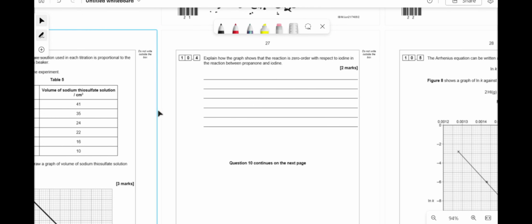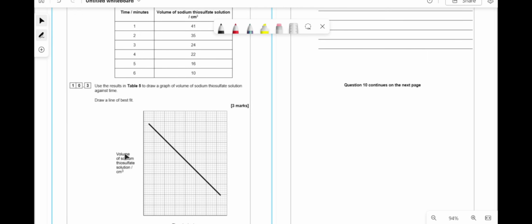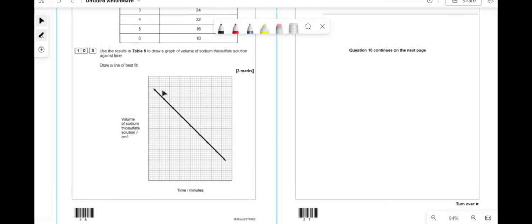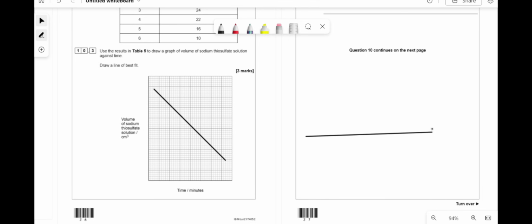So the reason we know this is the case is because as time goes on, the volume of thiosulfate dropping at each point is effectively the same. It's a straight line. So whenever you have a straight line, it means the gradient's constant, and we've got volume against time, so the rate of this is constant. If it were first or second order, it would be a curve and it would change. But you can see the rate at which the volume of sodium thiosulfate drops is the same throughout. It's not changing. If it wasn't dropping, the line would be horizontal, so nothing would be happening.